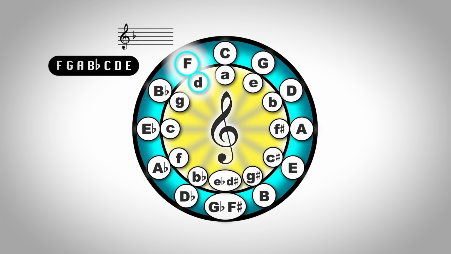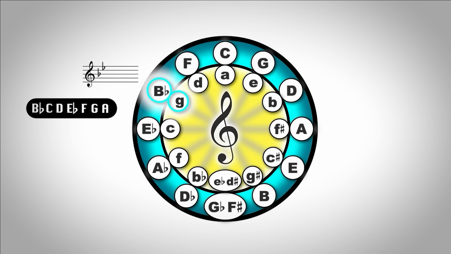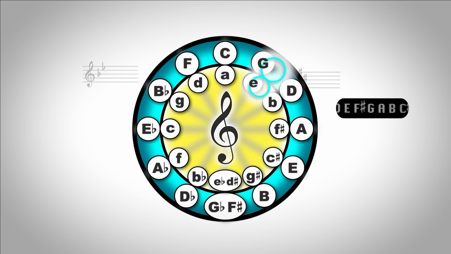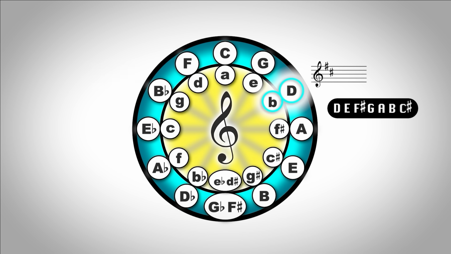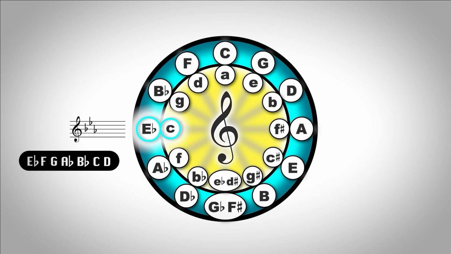If we go counterclockwise on the left, we add a flat with each successive key. If we go clockwise on the right side of the circle, we add a sharp with each successive key. From the key of D, the second key on the right side of the circle with 2 sharps, we'll go to the third key on the left side of the circle, E flat, which has 3 flats and 4 natural tones.